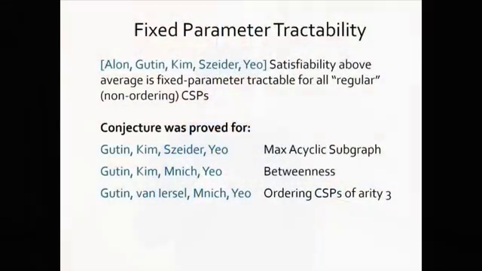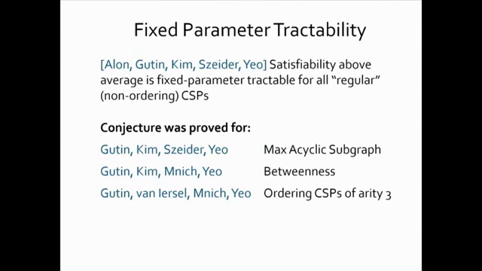What is known about this conjecture? First of all, let me mention that a similar conjecture was proved for assignment CSP. Alon, Gutin, Kim, Sider, and Yeo showed that for any assignment CSP, the counterpart of this conjecture is true. For ordinary CSP, there has been a number of papers by Gutin et al., who showed that this conjecture is true for the maximum acyclic subgraph problem, for the Betweenness problem, and finally for all ordinary CSPs of arity 3.